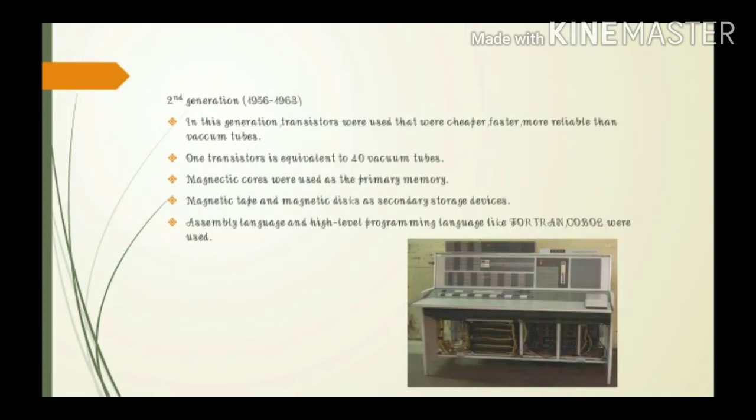As for the second generation, which is from 1956 to 1963, transistors were used that were cheaper, faster and more reliable than the vacuum tubes of the first generation. One transistor is equivalent to 40 vacuum tubes. Magnetic cores were used as primary memory, and magnetic tapes and magnetic disks as secondary storage devices. In this generation, assembly language and high-level programming languages like Fortran and COBOL were used.